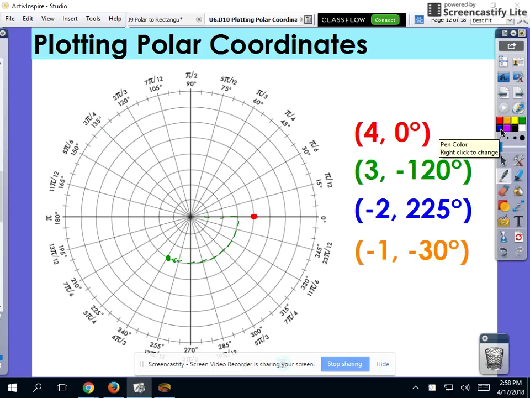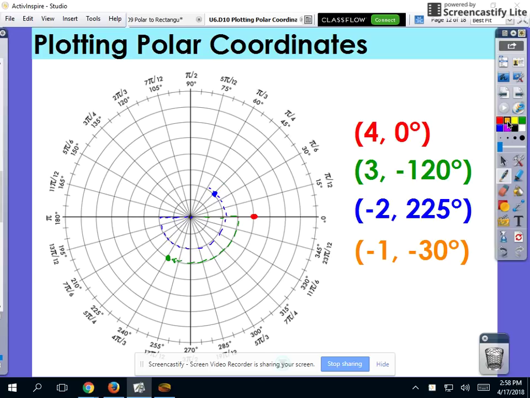For negative 225, we start here. We go negative, so that means in the negative direction. And then we go 225. And this is where pretty much every student messes up. You're going to go counterclockwise, which actually means you go down. Although it's a positive, you're going to go down. This is 180. And this is 225 right here. All right. Just be careful.